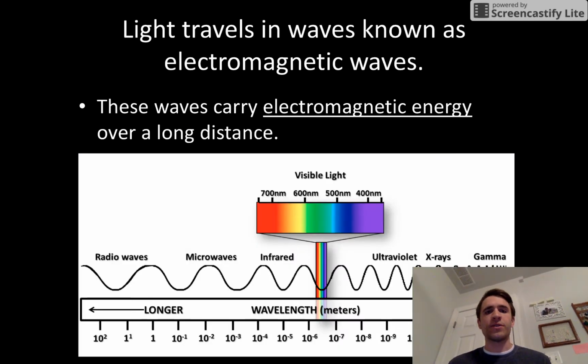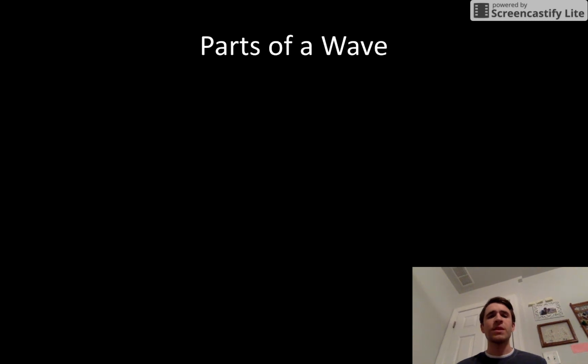So guys, first off, in those notes, light travels in waves known as electromagnetic waves. These waves carry electromagnetic energy over a long distance. Remember, whenever we use the word electromagnetic, it's basically the same thing as light. So they travel in light waves. They carry light energy.